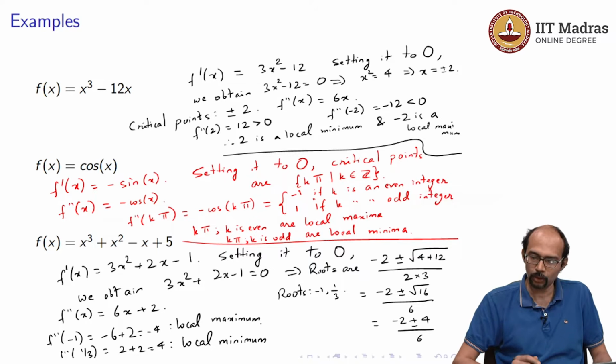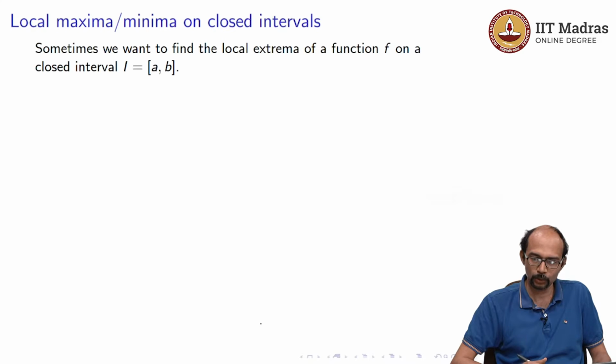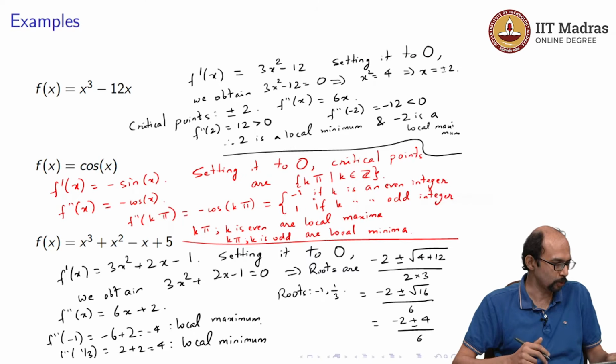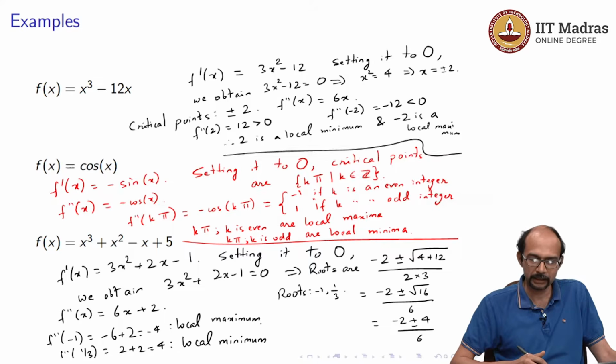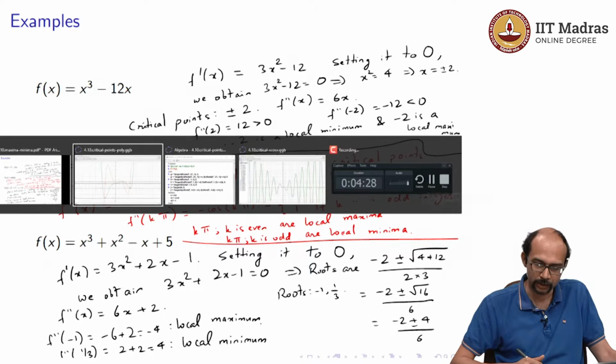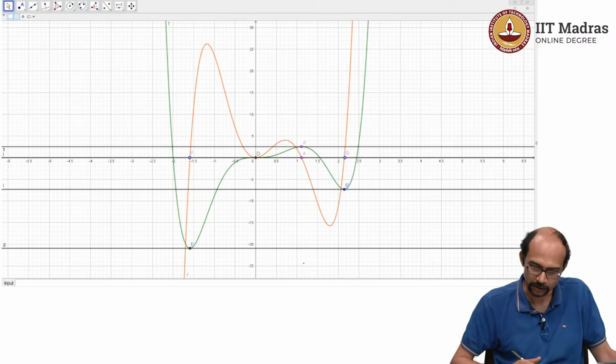It should be pointed out that sometimes the double derivative test does not work, that is what we saw. If it is inconclusive, you have to really work harder to find out which ones are local maxima and minima. Before we go to closed intervals and so on, let us ask why does this test work.